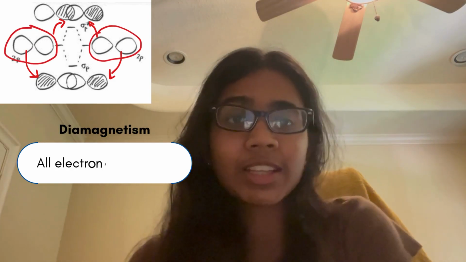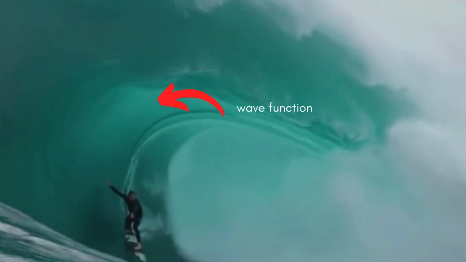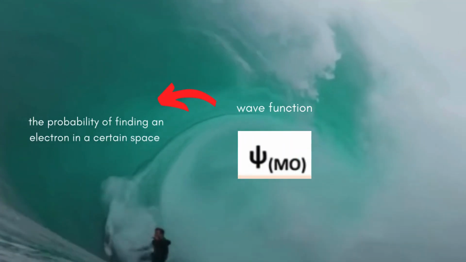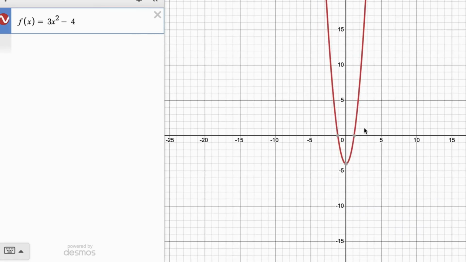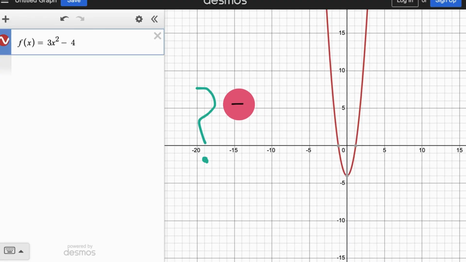Atoms or molecules in which the electrons are paired are known as diamagnetic. Those that have one or more unpaired electrons are paramagnetic. The transformation can be described by the wave function. Wave functions are mathematical descriptions of where an electron is likely to be.